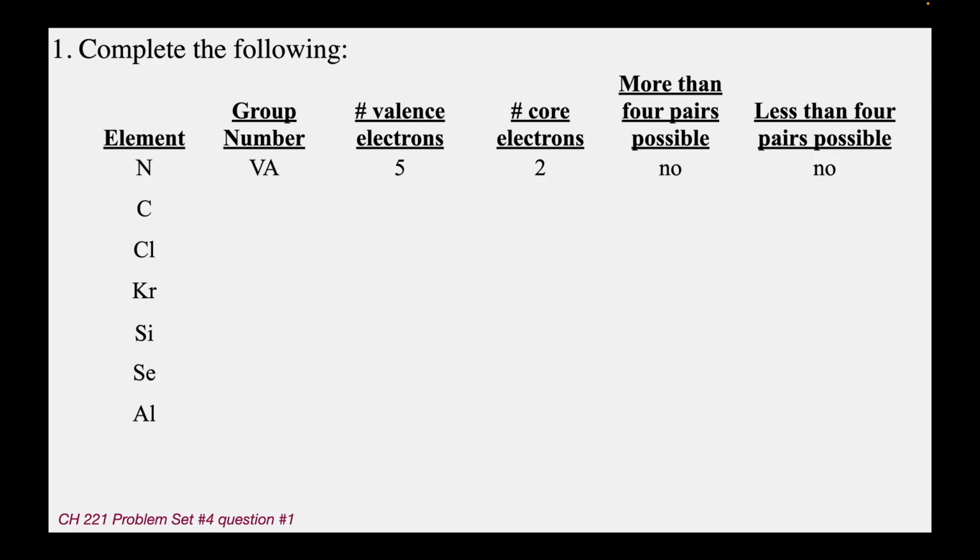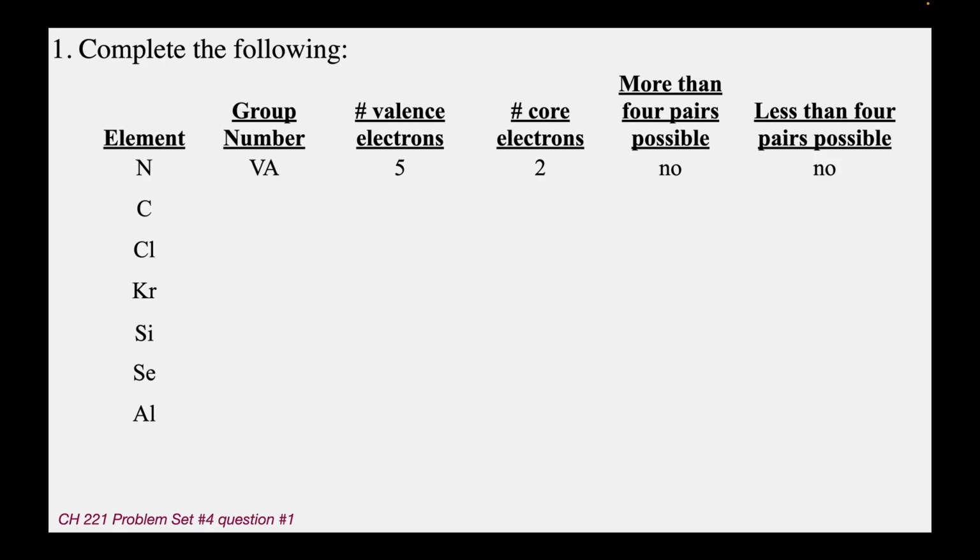Now, core electrons are just the electrons that don't react. So you take the total number of electrons in the atom and you subtract the valence electrons. So nitrogen is number 7. So 7 total electrons minus 5 valence electrons, which you get from the group number. 7 minus 5 equals 2. So nitrogen has 2 core electrons that won't be involved with bonding. They just kind of sit there.